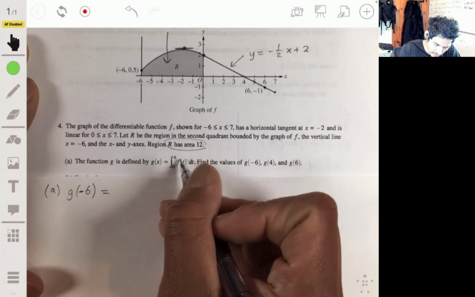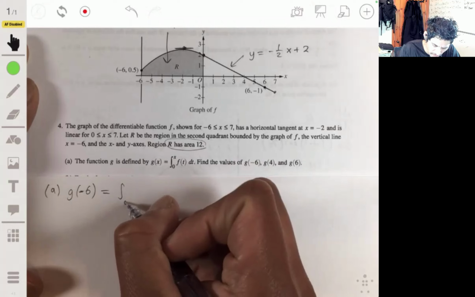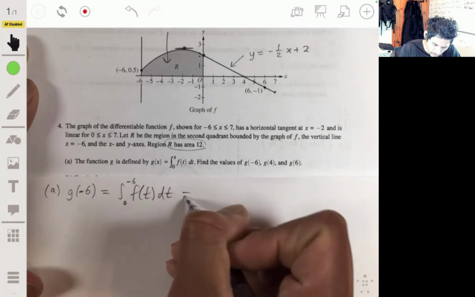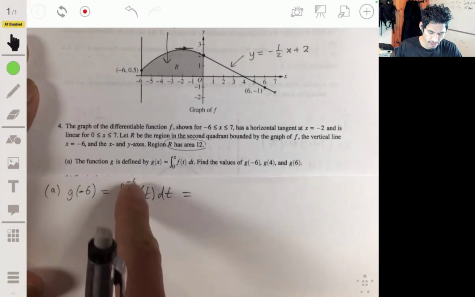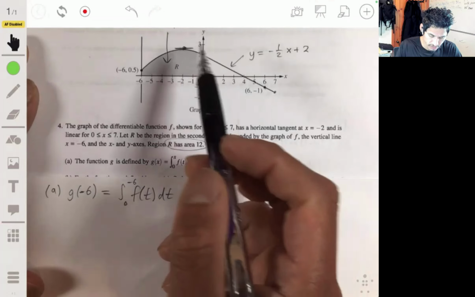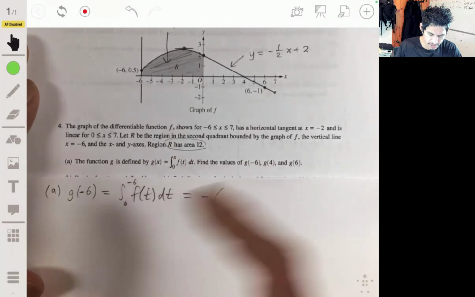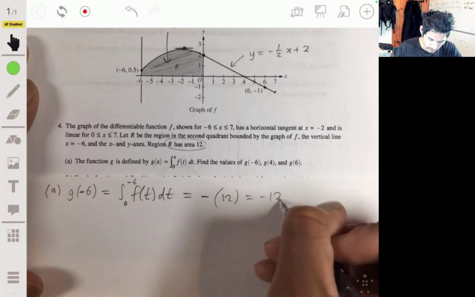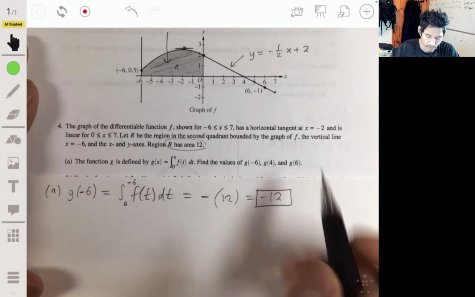So g of -6 would then be the integral of f of t from 0 to -6. Now, since the endpoints are backwards, we just take the area from -6 to 0 and multiply by -1. The area from -6 to 0 is what this area R is. So it's 12, but since the endpoints are switched, this would be -12. That's the first one.